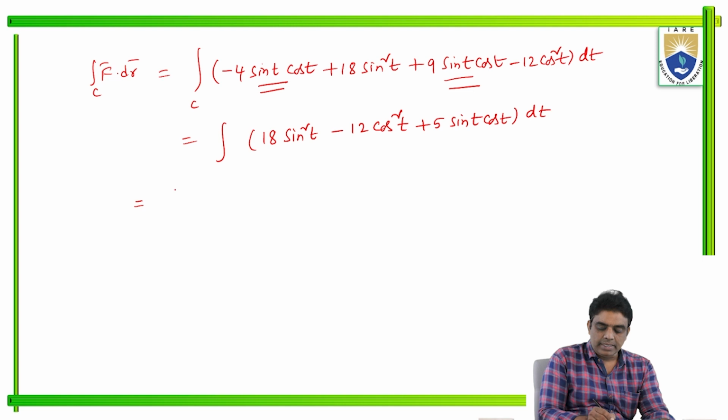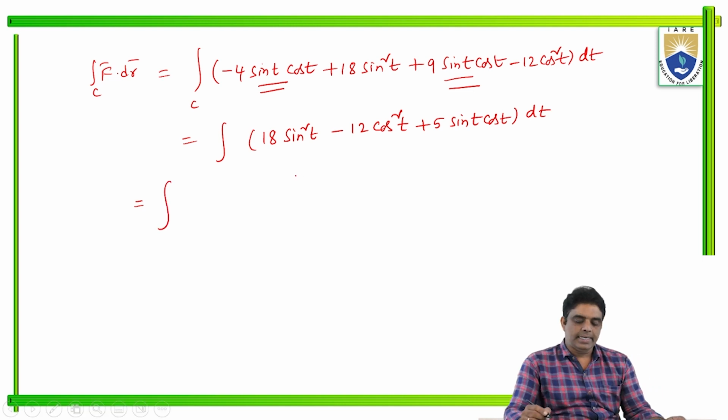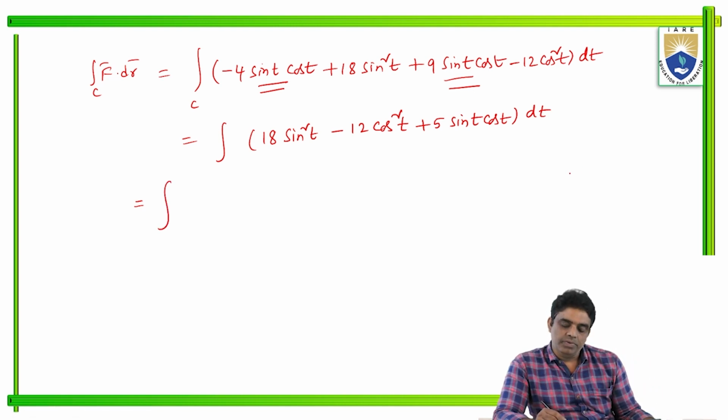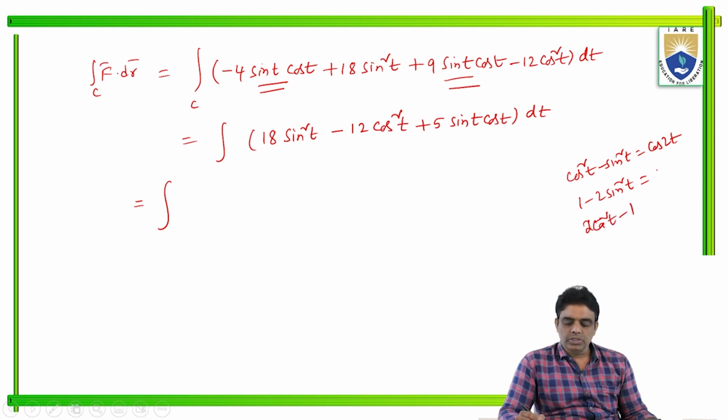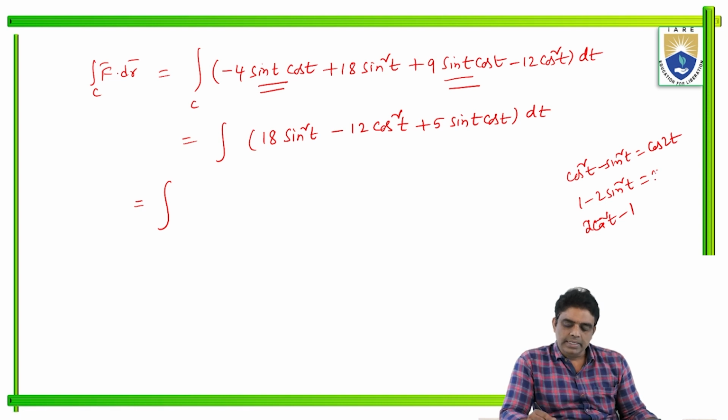So what is the formula? We have cos square t minus sin square t is equal to cos 2t. Similarly, 1 minus 2 sin square t is equal to cos 2t, and 2 cos square t minus 1 is also cos 2t. So you can substitute: sin square t means 1 minus cos 2t by 2.